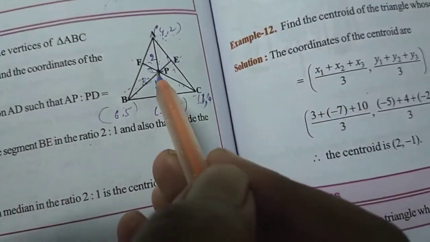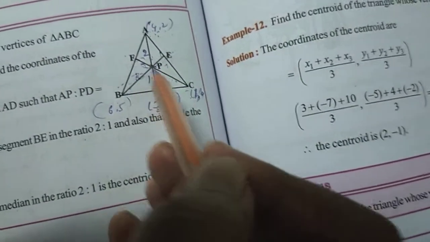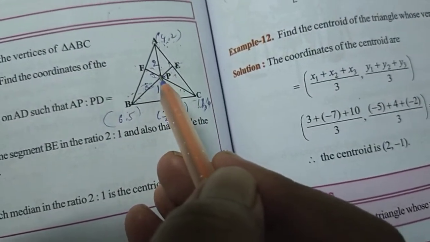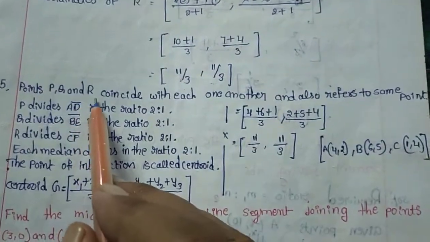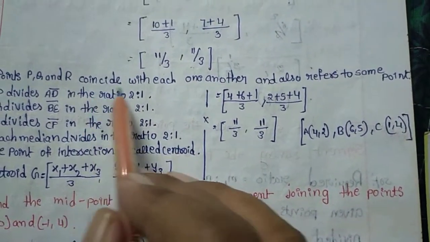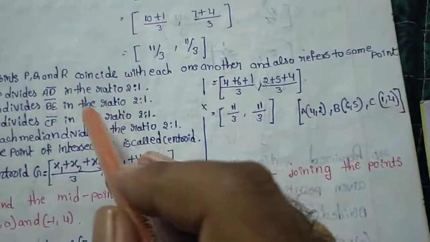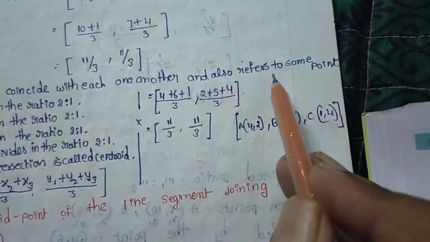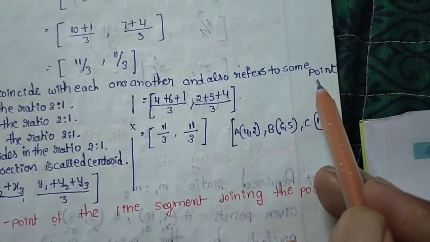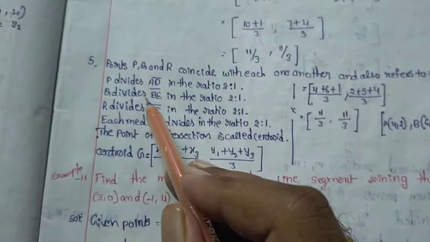This is the median, P divides; this is the median, Q divides; this is the median, R divides. All medians meet at the same point. Points P, Q, R coincide, the same point, 11 by 3, 11 by 3. P, Q, R coincide with one another and refer to the same point. So P divides AD in the ratio 2:1.